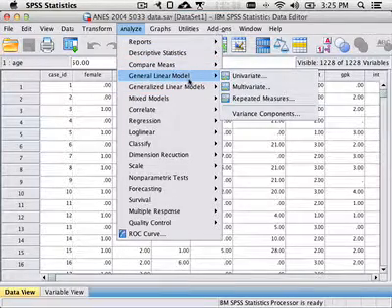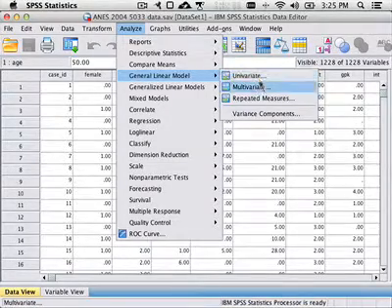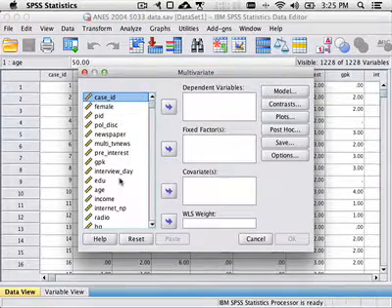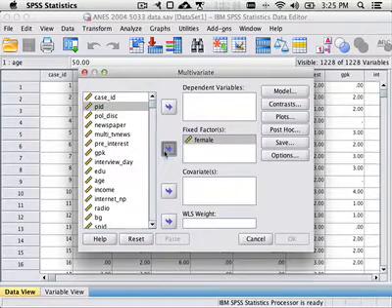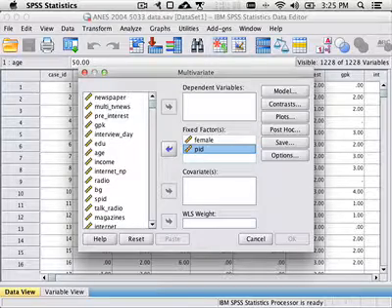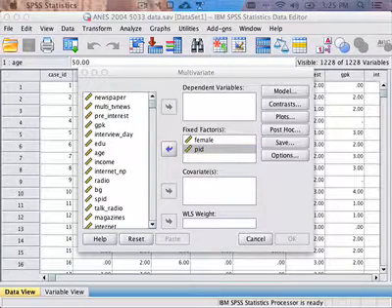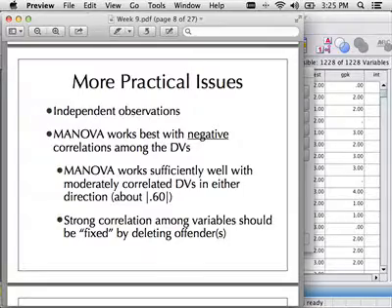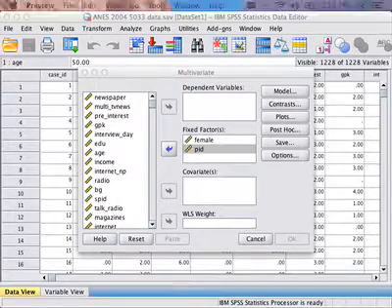We're going to do, again, the general linear model, but this time multivariate instead of univariate, which is where we've been doing ANOVA. I have female and party identification as the two independent variables. And then as for dependent variables, let me just refresh my memory.